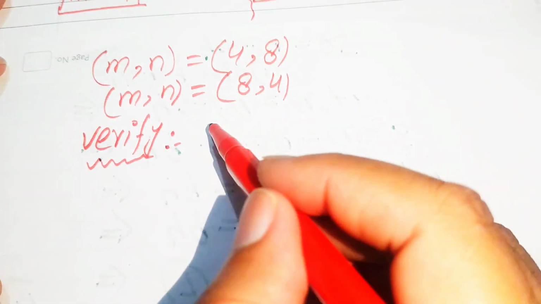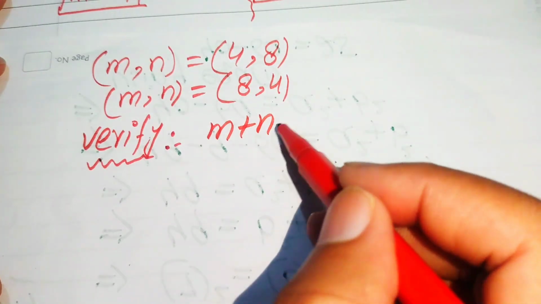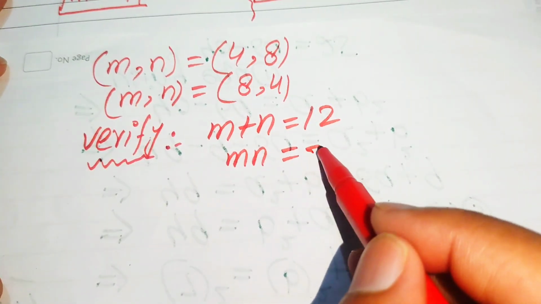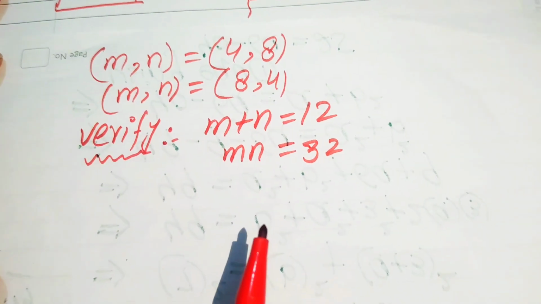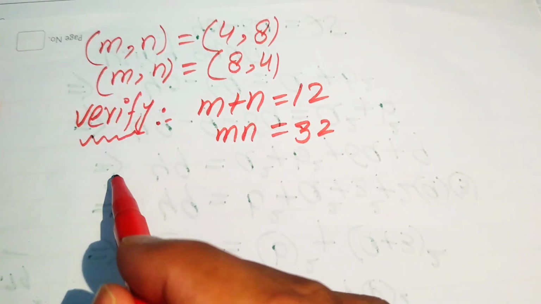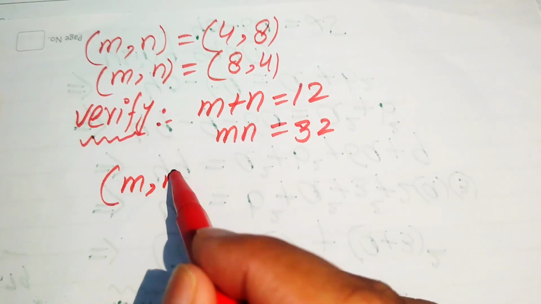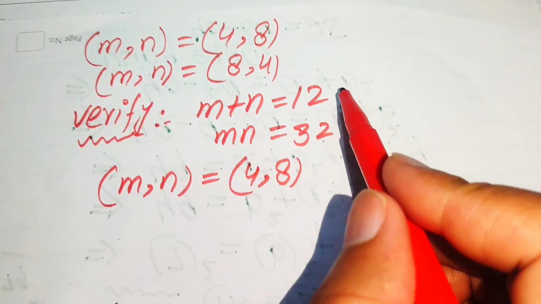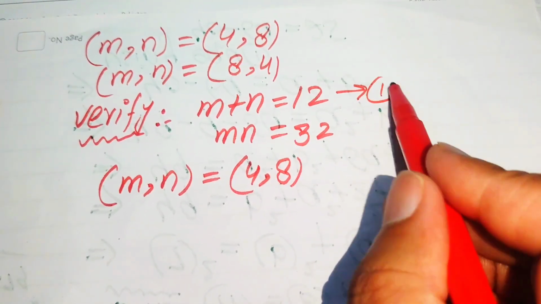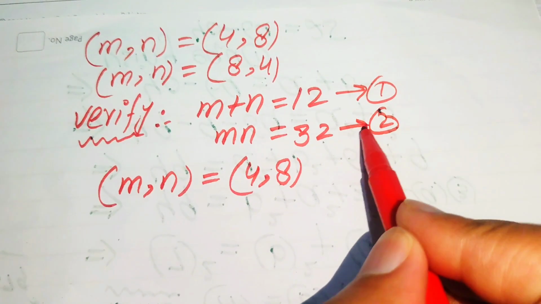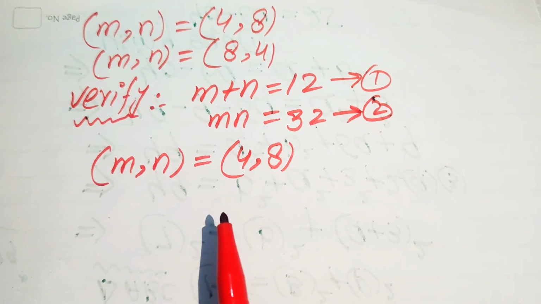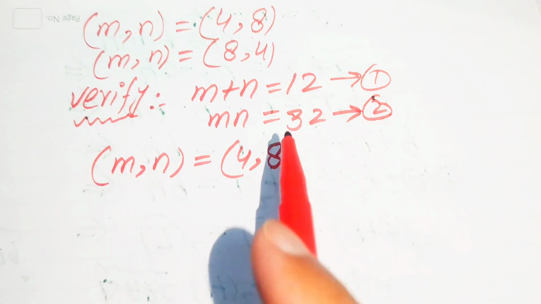So here we copy down the question statement: m plus n equals 12 and m times n equals 32. So now here first we put the values m and n equals 4, 8 in both of these two equations. This is our equation number 1 and this is equation number 2. Now we substitute these two values of m and n in these two equations.